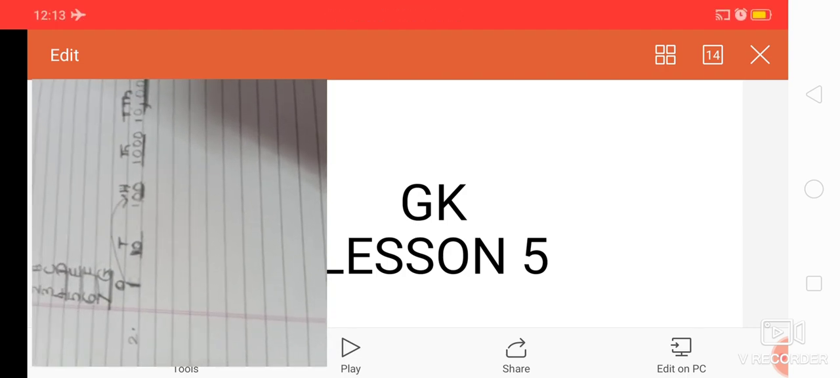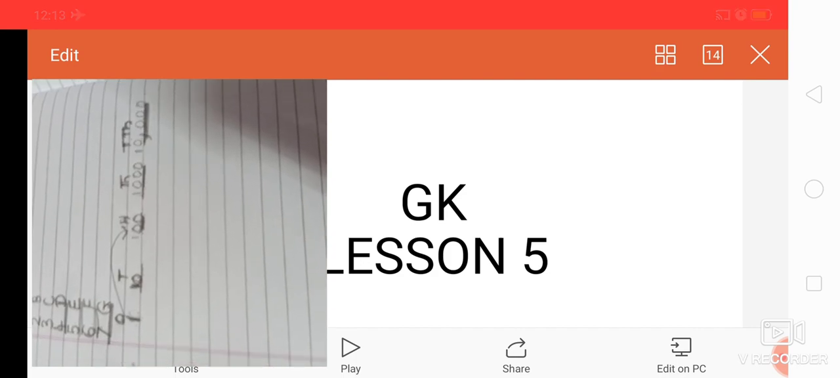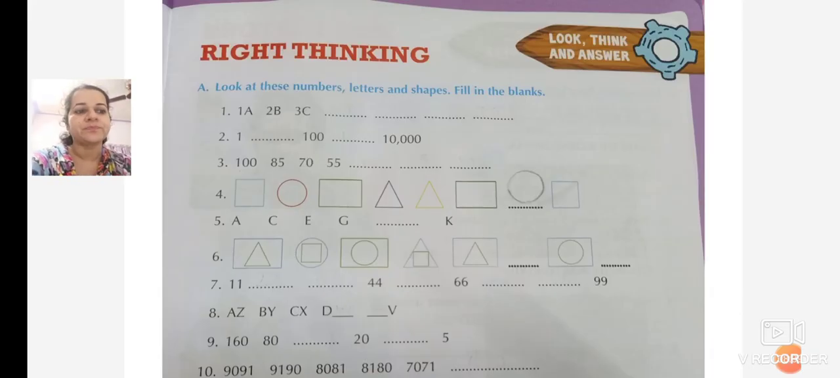Now I'll show you how you have to write the answer in the textbook. Here is your answer in the textbook. You have to write in this method: 1, 10, 100, 1000 and 10,000.